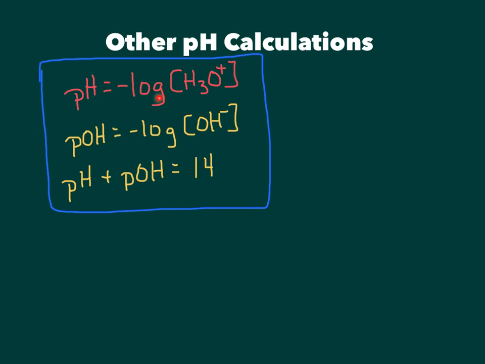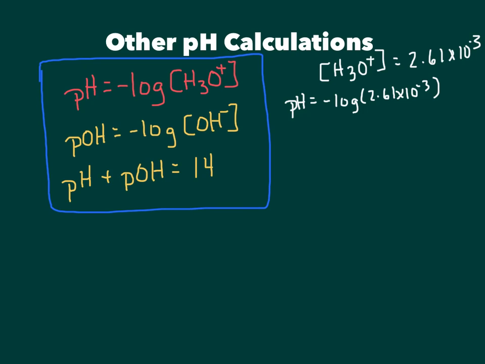Now, log is a button that's on your calculator, and so all you got to do is hit, depending on what kind of calculator you have, if you have one that has the display as you punch it in, you see what you're punching in, then you would just hit negative log of that number. If you don't have a calculator that shows that display, you might have to hit the number and then hit log and then hit negative on it. So I'm going to give you a hydronium ion concentration for you to practice. So here's a problem over here on the side.